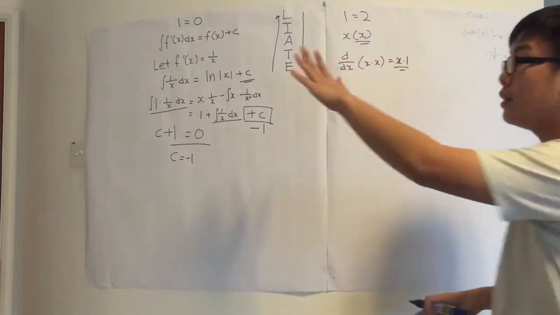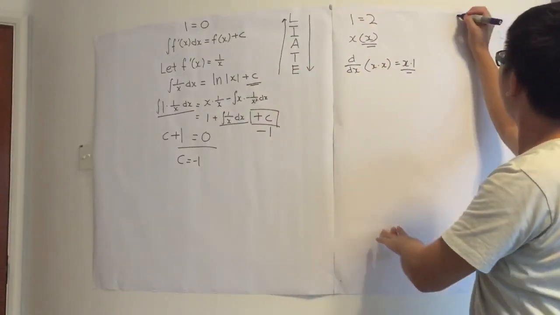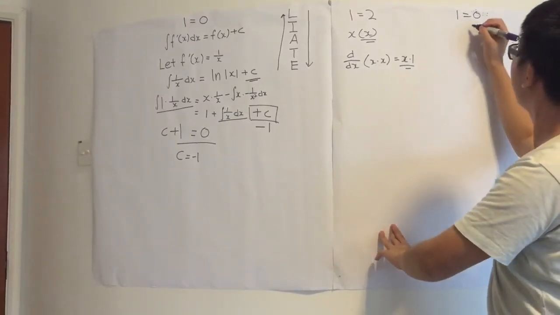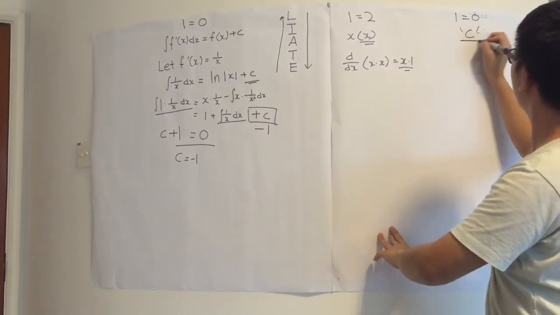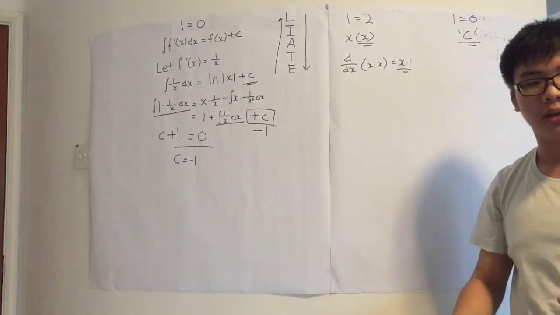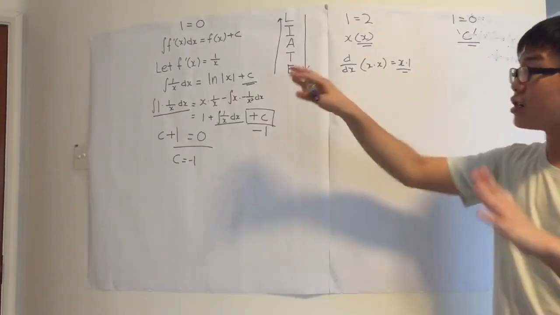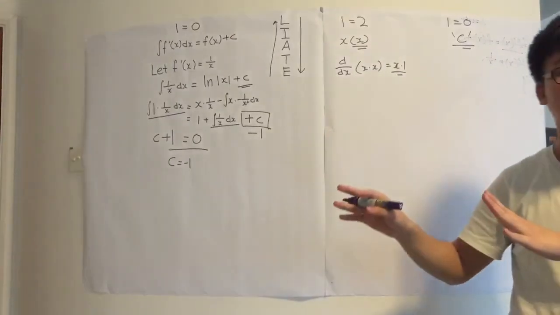As for the example where 1 equals 0, we forgot the arbitrary constant, which is very important, because this arbitrary constant can prevent such a paradox from happening.